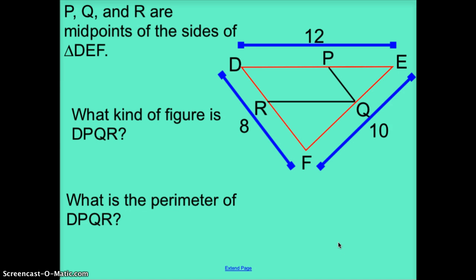Okay, turn the paper over, and in the next example, you'll see some information given where we have information about what type of points P, Q, and R are, and then from there we are able to make some conclusions about some other sides and other lengths in the figure. P, Q, and R are the midpoints of the sides of triangle DEF. From there, what kind of figure could you conclude DPQR would be?